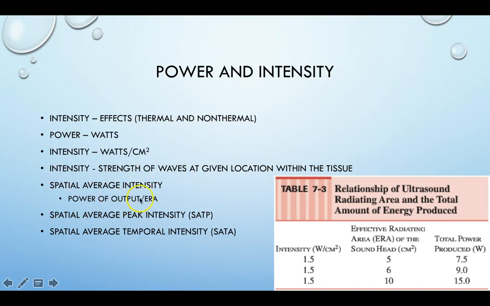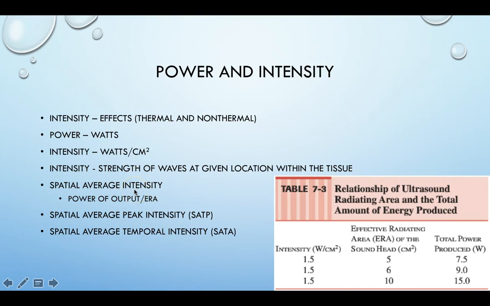Now what we normally talk about is what's known as the spatial average intensity, which is the power output divided by the ERA. So this is the amount of power that the machine is producing divided by the effective radiating area. So what this is telling us is that the area, the ERA, plays a significant effect in how we get to our intensity.